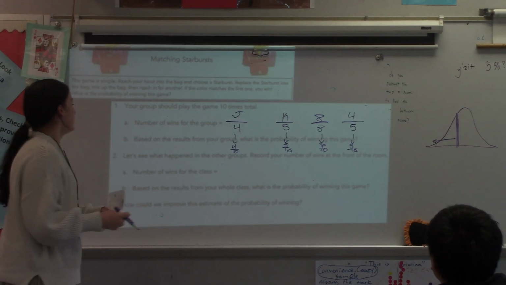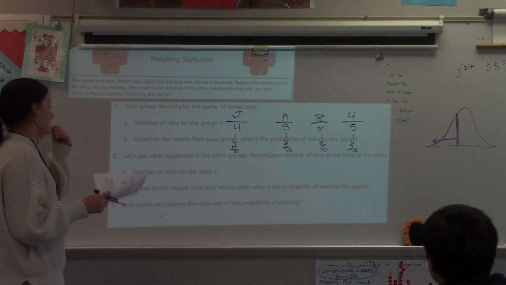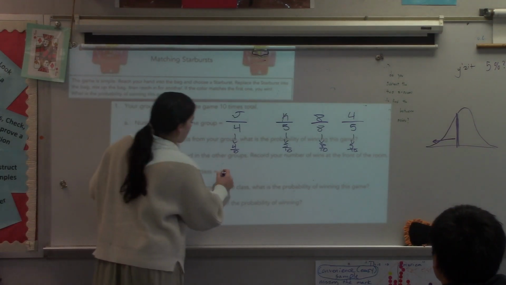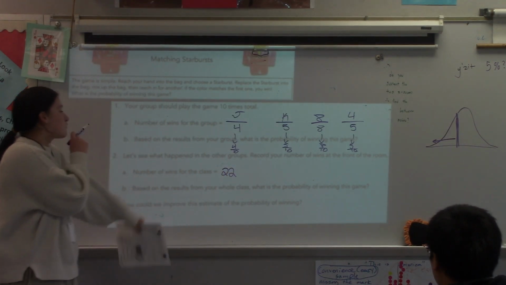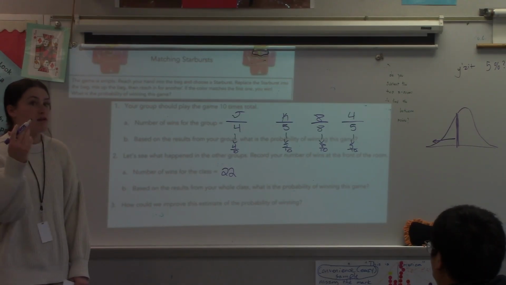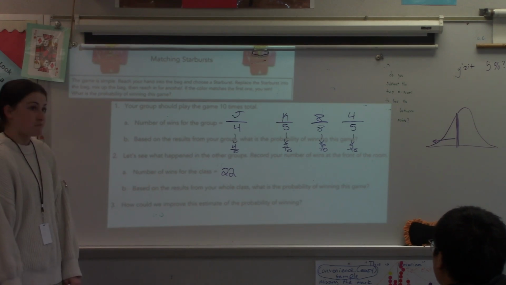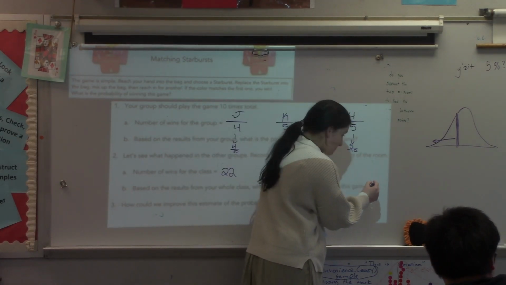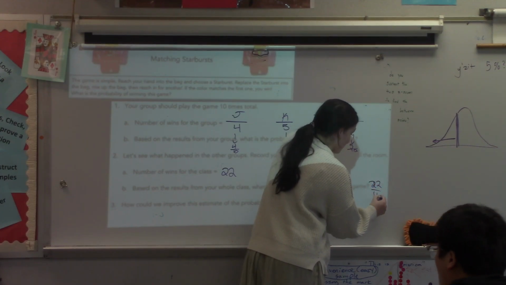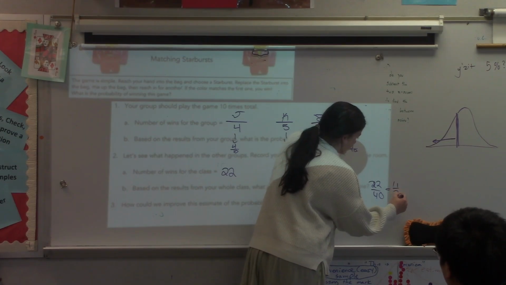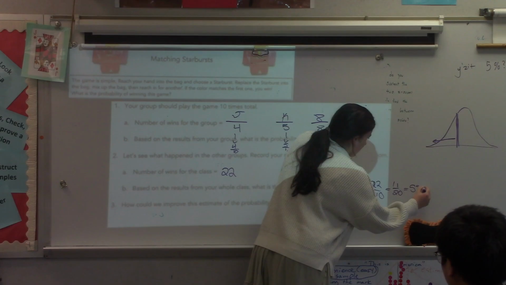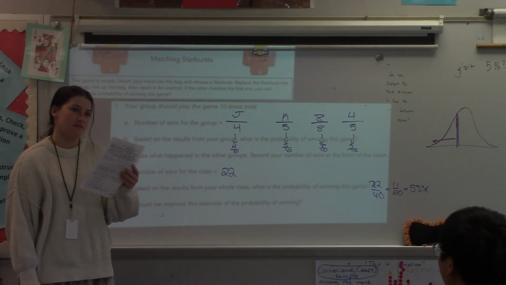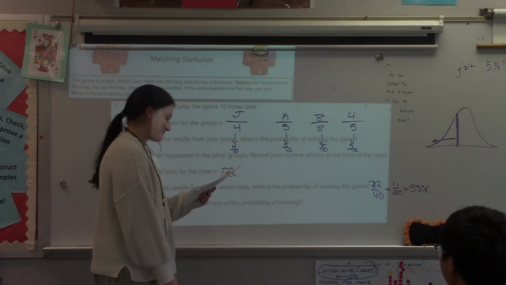Alright, perfect. So what were the number of wins for the entire class? 22. 22 out of 40. Based on the results, what's the probability for the whole class that we win this game? 11 out of 20. Just over 50%. Let's start with 22 out of 40, and that is equal to 55%. There you go, 11 out of 20 or 55%. Cool. That's actually almost exactly what they have on here. Pretty interesting. I wonder how that happened.